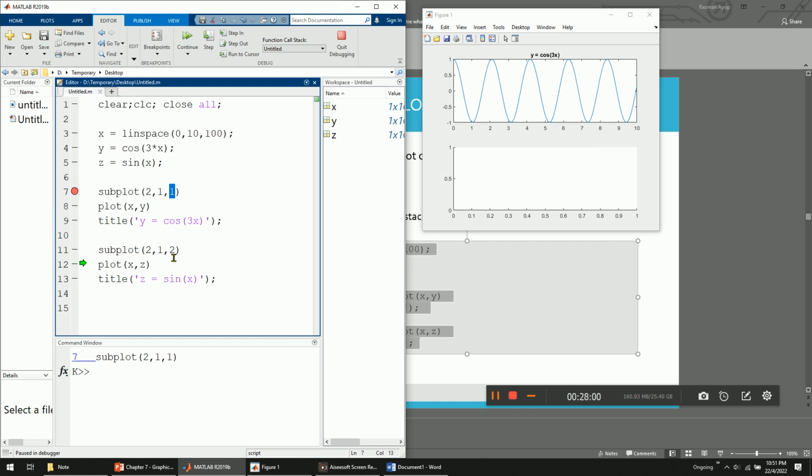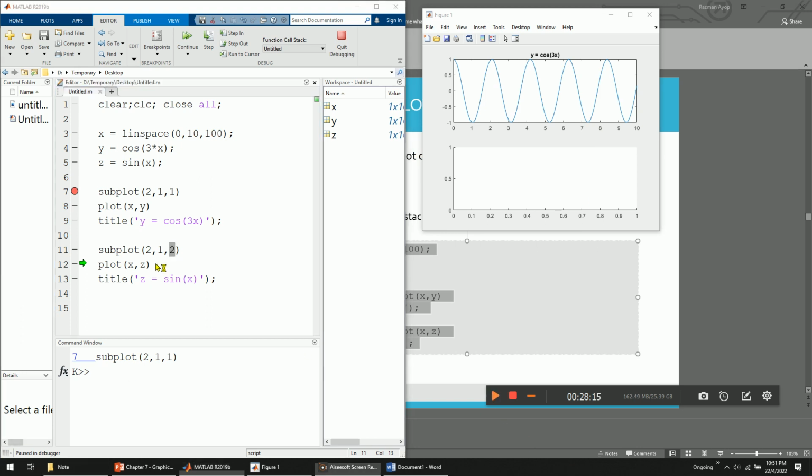This is the first position, then the second position. Basically the position will fill out the row first, and then go to the second row, then to the third row. So basically, let me pause it.